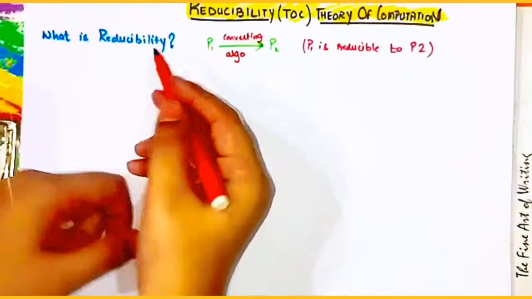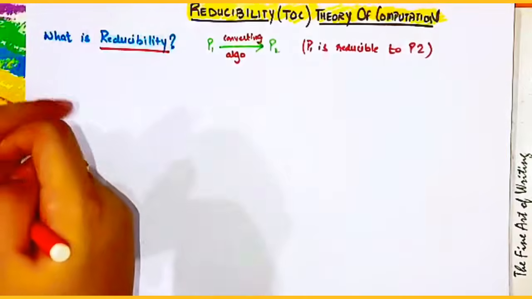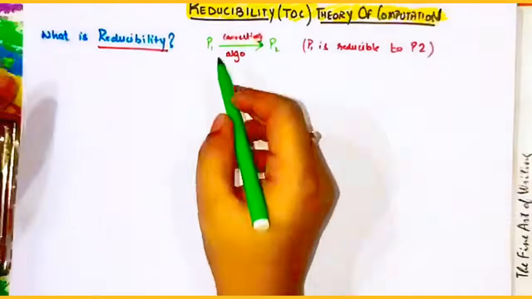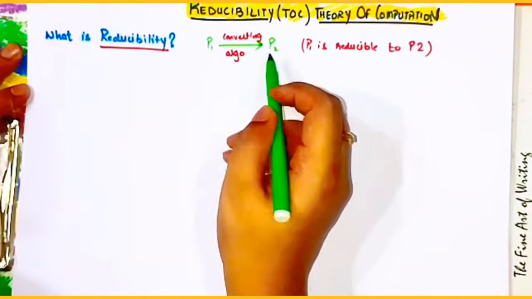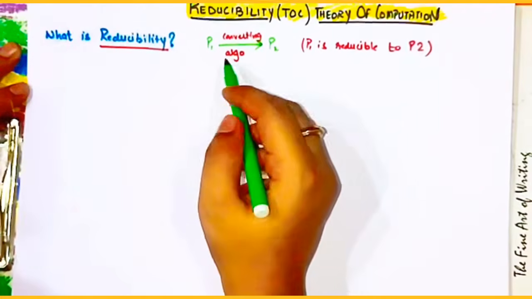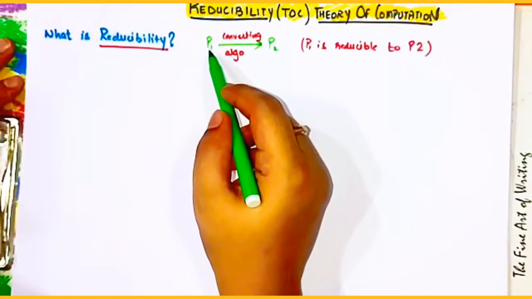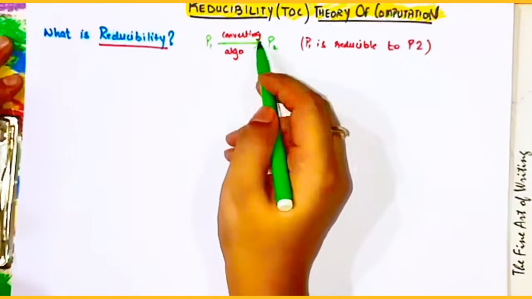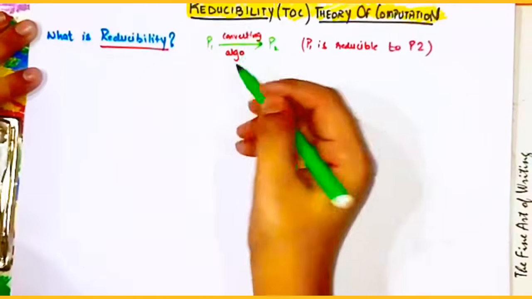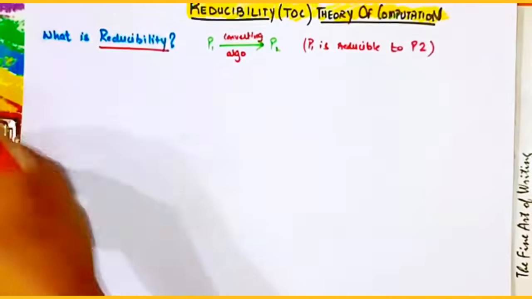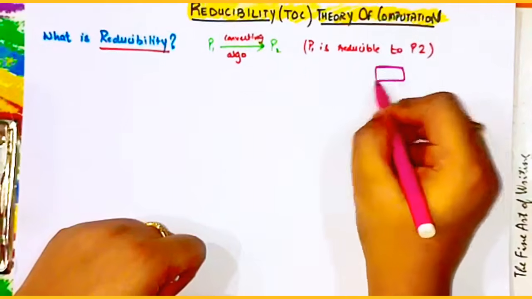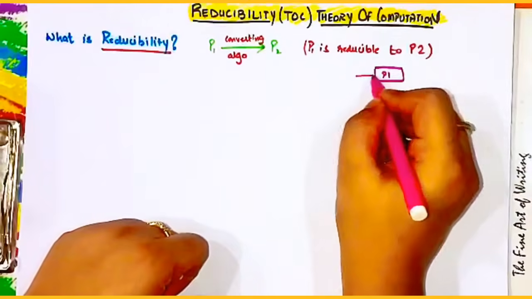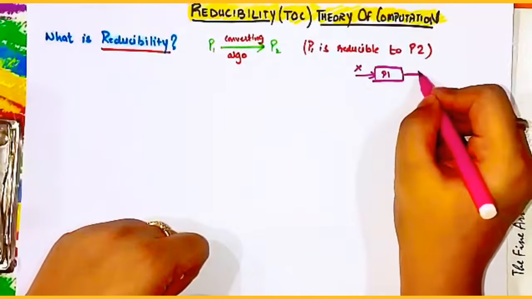What do we mean by reducibility then? So simply suppose P1 is a problem for which we have some solution, and P2 is another problem for which we have another solution. Now if we are able to convert P1 into problem P2, that is when we give some input to problem P1, suppose this is a problem P1, and we are giving some input to it and getting some output.